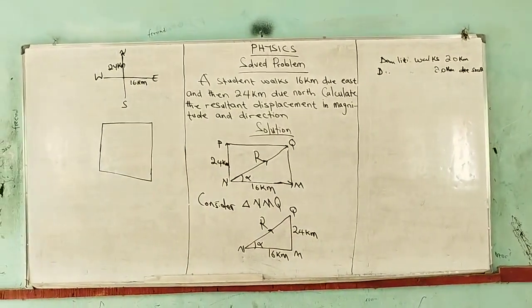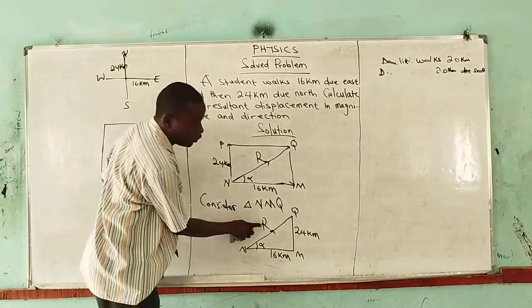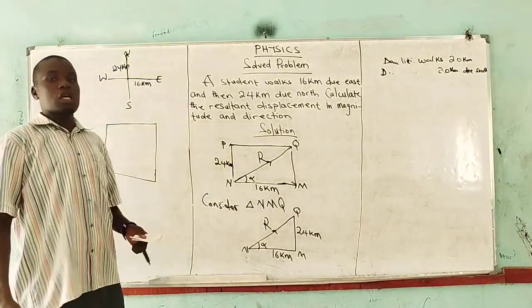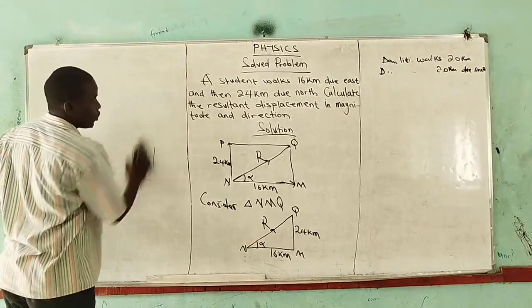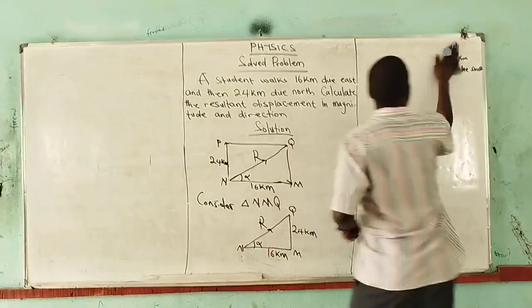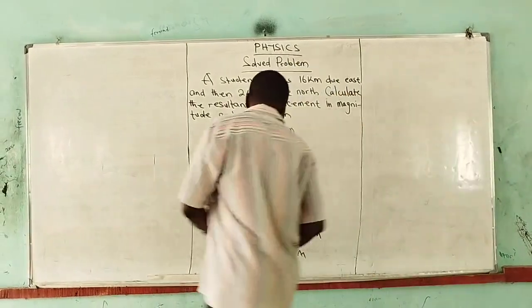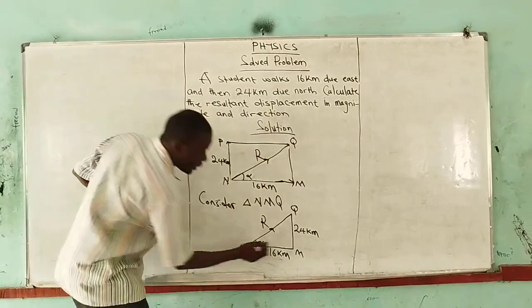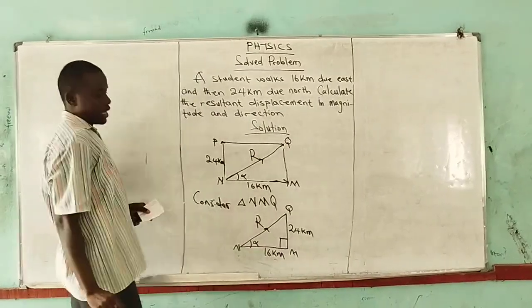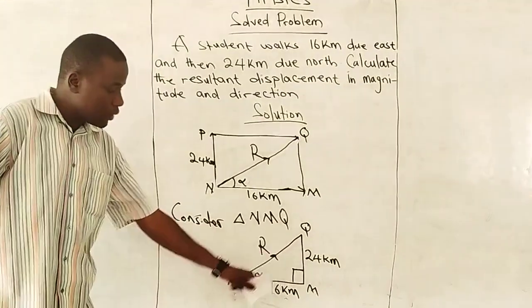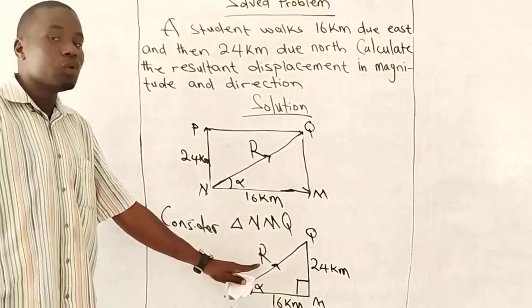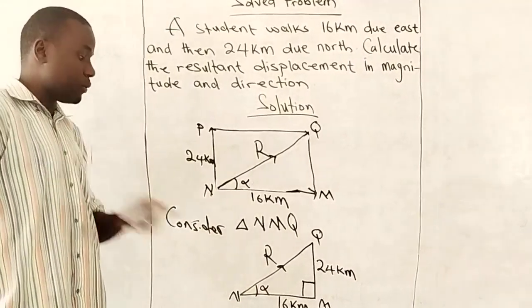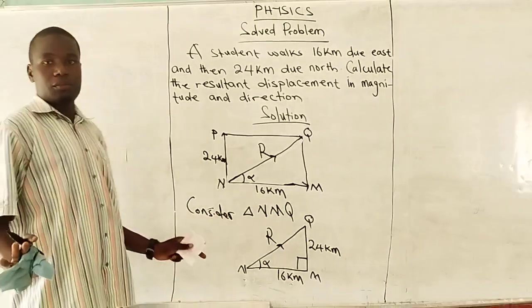So what do we want to find now? We want to find the value of the resultant displacement. How can we find this? As you can see, this is a right angle triangle. Take the right angle triangle. Using which theorem? Pythagoras theorem.